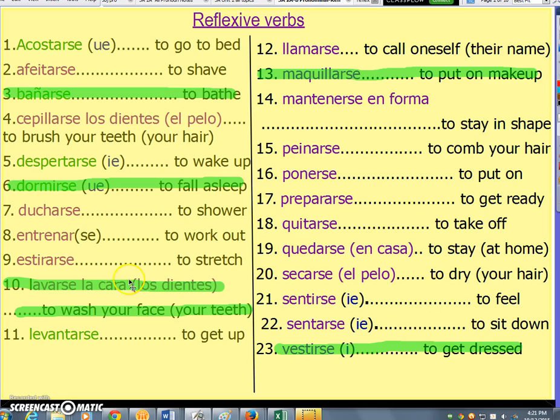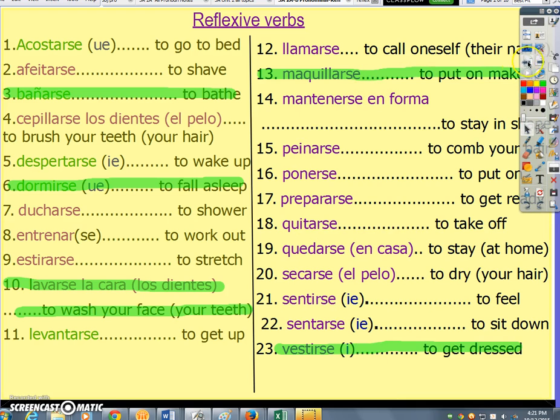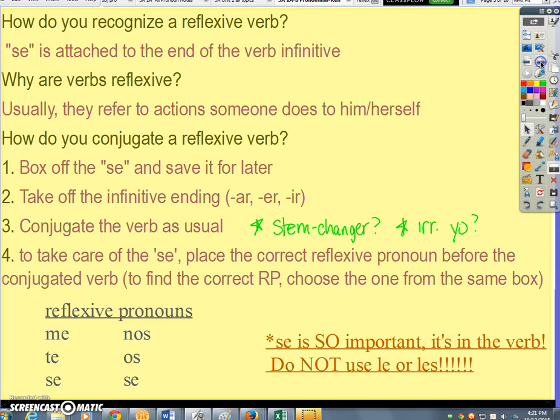Alright, so I've highlighted a few of them here from the front of your pink sheet because I was looking at which ones your book uses the most, and it is the ones that I've highlighted. So while you don't have to have all of these verbs memorized, the ones that are highlighted you'll probably see throughout this unit. Okay, so that's just a review of your pink sheet. Let's move on to what you do need to continue writing down.